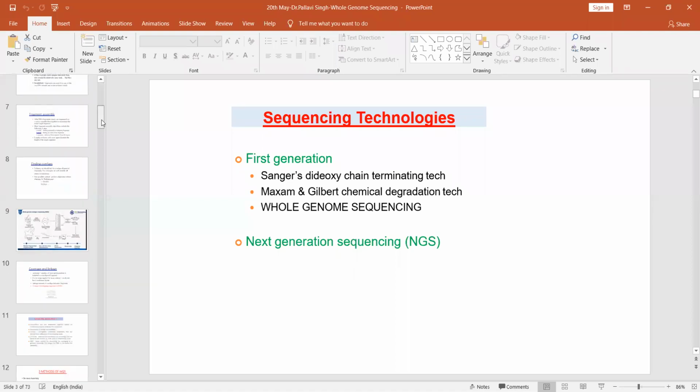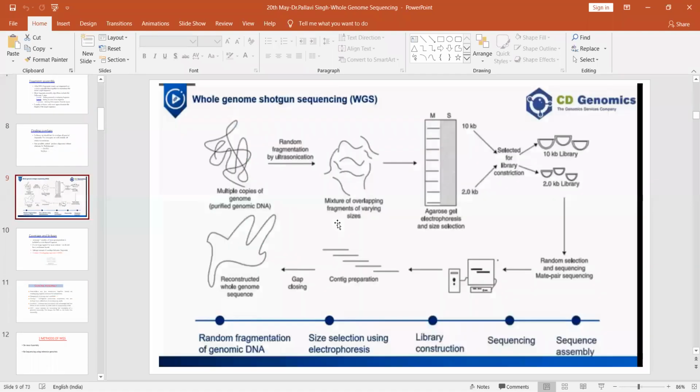What we are doing in whole genome sequencing, we have a big fragment of DNA, a big chunk of DNA, which we need to sequence. So first we need to break this sequence into smaller fragments. So we have this entire big chunk of the DNA. We will fragment it into smaller copies, and we will make the purified sequences.